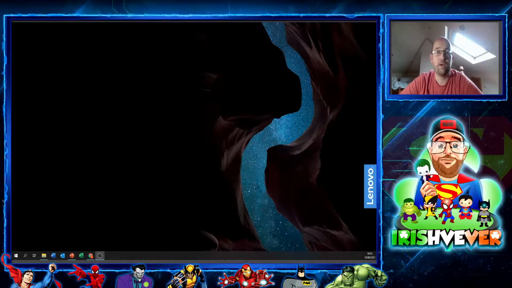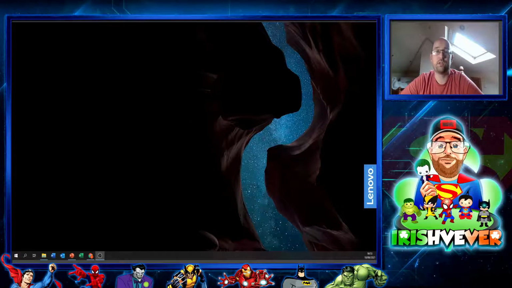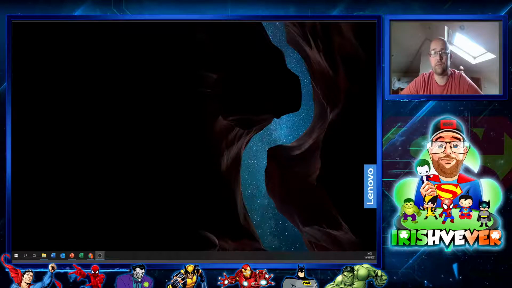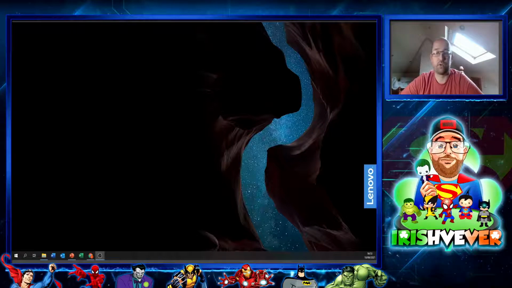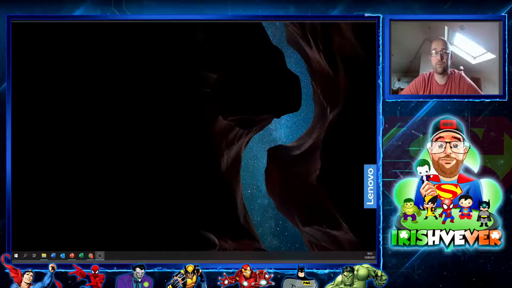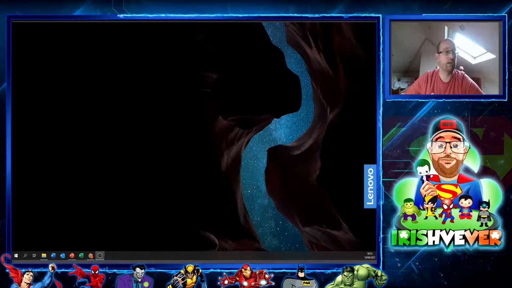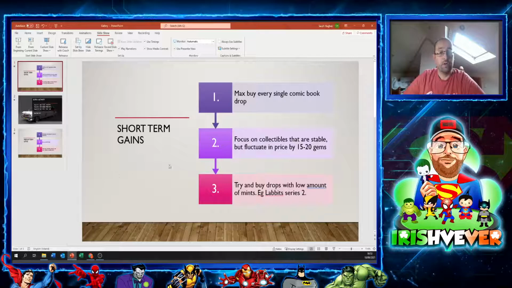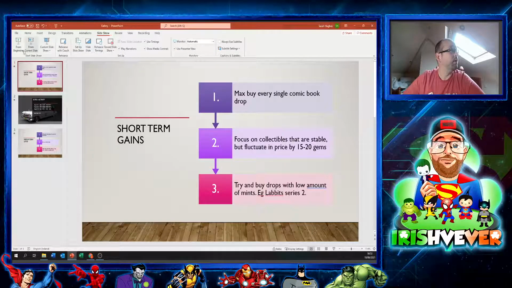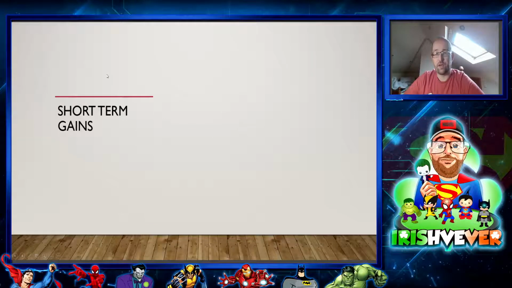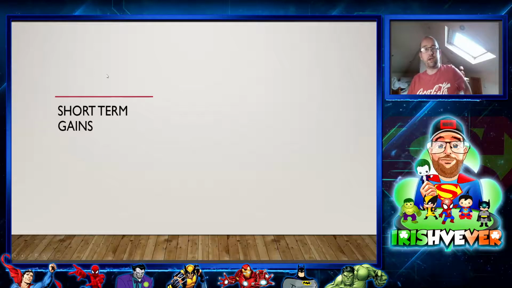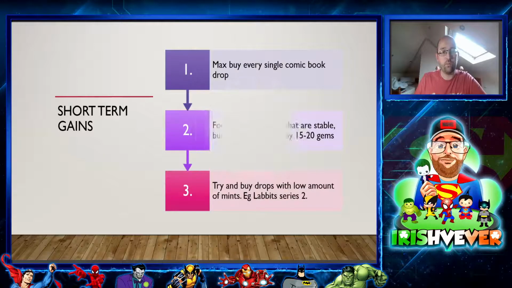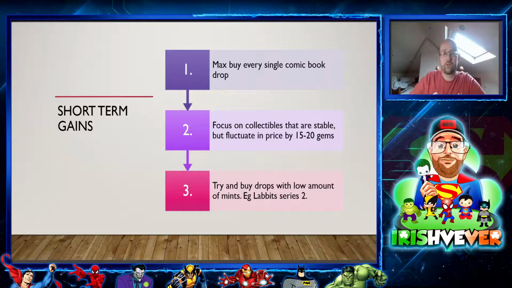Short term return is when you can get a return within a day or within a week. Medium term return is 3 to 6 months. So that's what we're going to be looking at today. With that in mind, let's go back to the start here. Short-term gains within the app. I have 3 tips or strategies for some short-term gains.